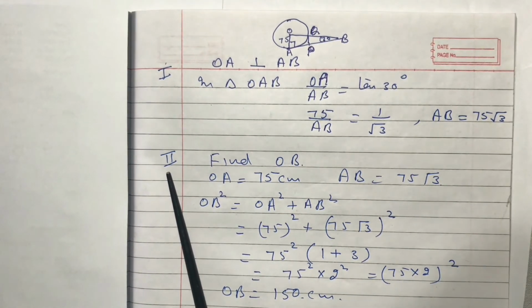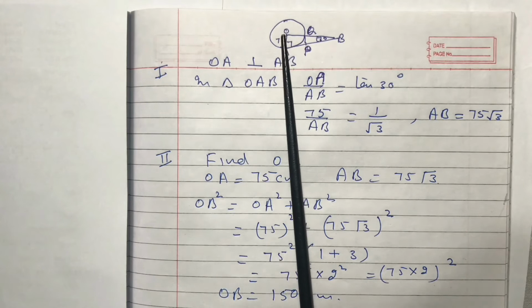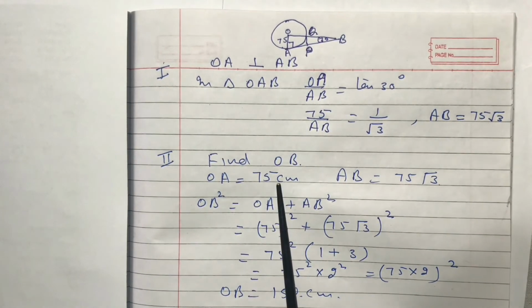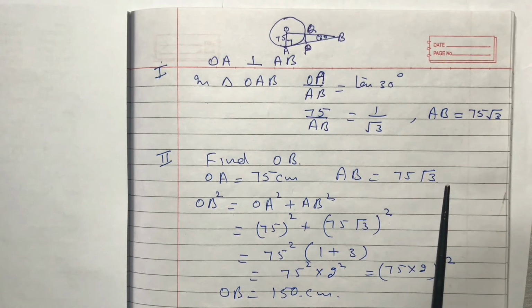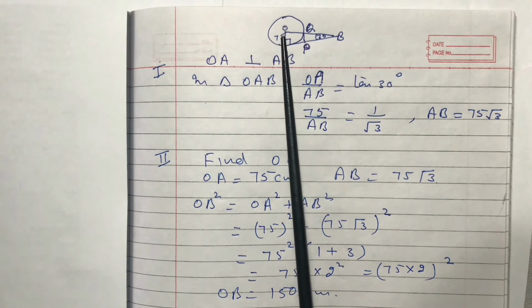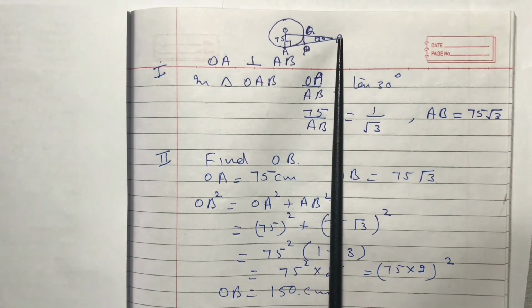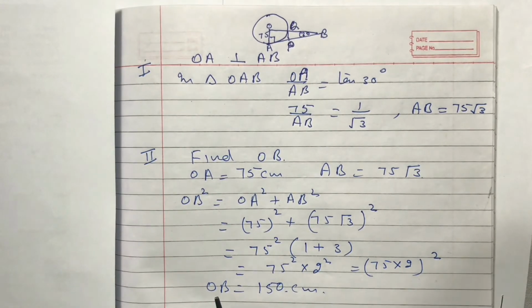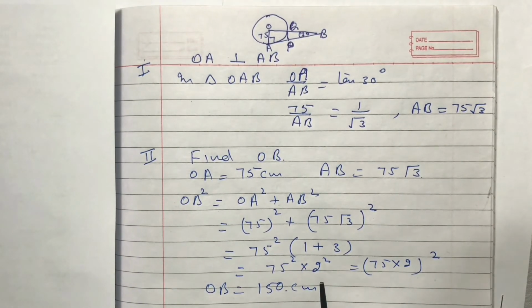Now let us do the second one. I am to find the length of this OB. Now OA is 75 centimeter, AB is 75 root 3. Now I have this length, I have this length. So by Pythagoras, I will find the length of OB. So I have applied Pythagoras. You will have OB is equal to 150 centimeter.